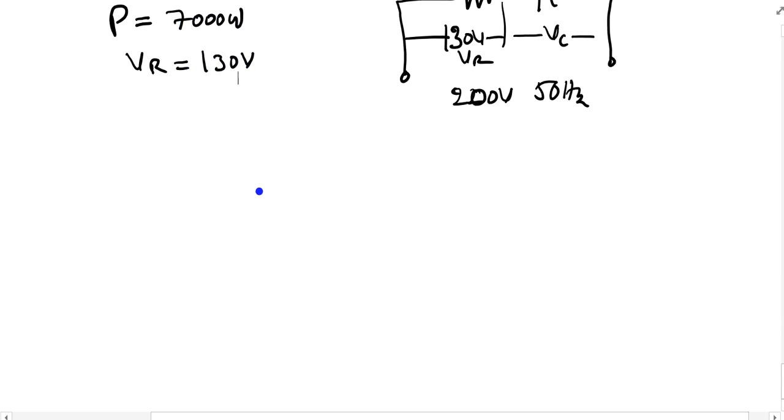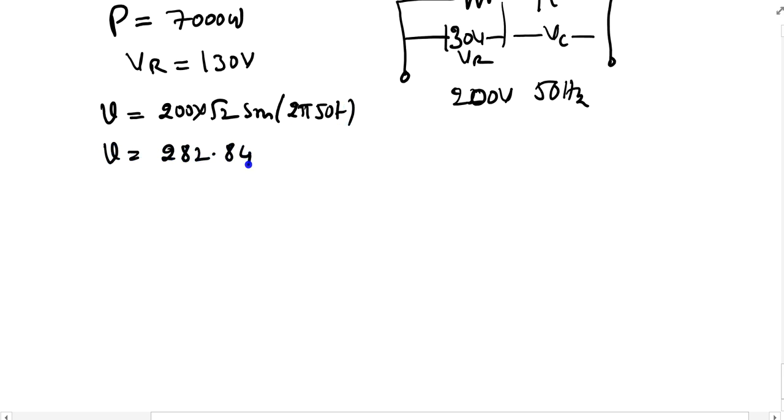If you want to find the instantaneous voltage, I can write this as nothing but 200 into root 2 sine omega t, with omega equal to 2 pi ft. So 2 pi into 50 into t, and you are going to get 282.84 sine 314 t. So this is what you are going to get. We also know the power. Power is nothing but VI cos phi.